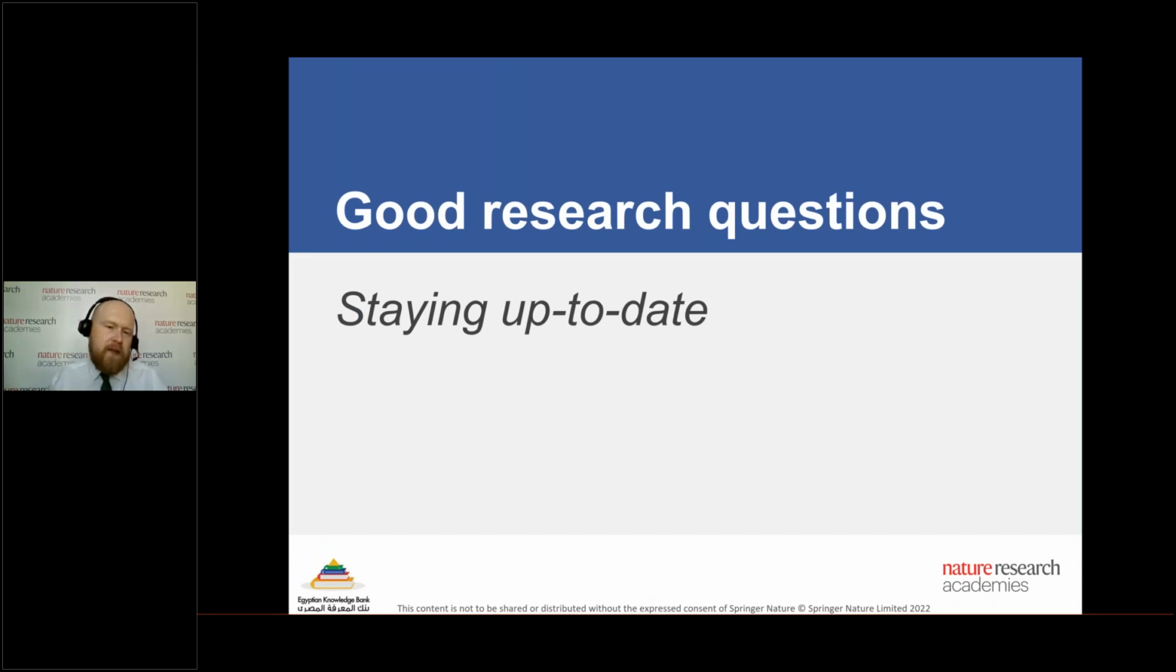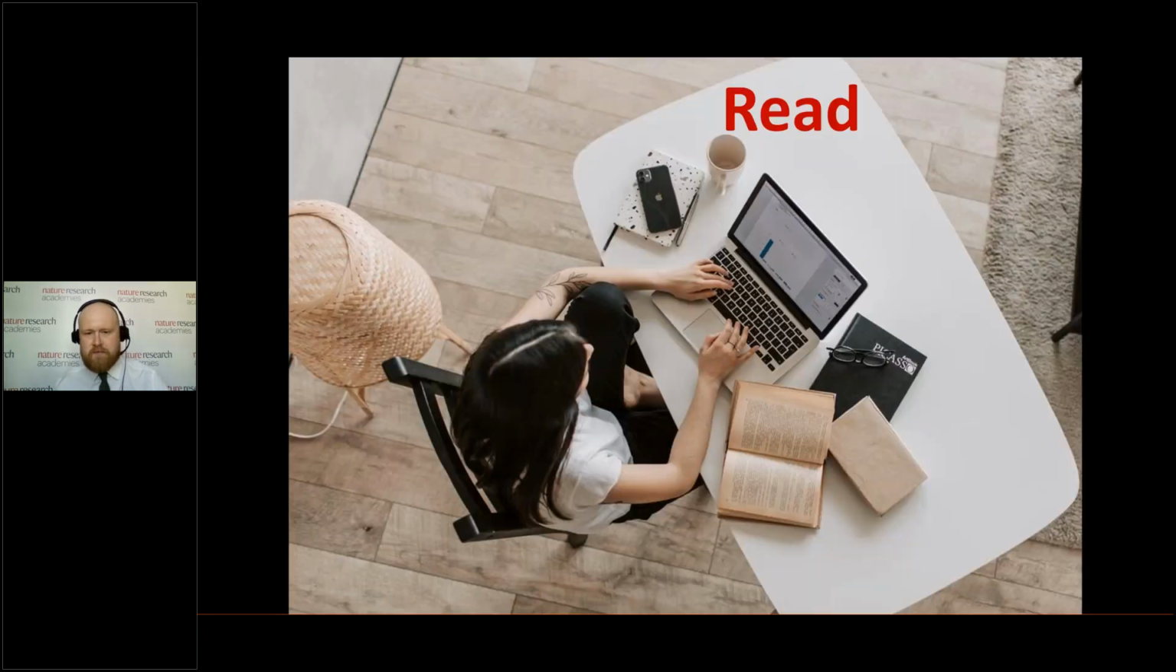So the first thing we need to think about is how to generate a good research question. Really, one of the key things for you to do is to stay up to date in your research field. So how do we keep up to date in our field? Now, my simple first piece of advice is to read. Make sure that you read papers and preprints within your field. Try to take time out of every day to read, to learn about what other researchers are publishing within your field. Perhaps also find time to read papers outside of your field.